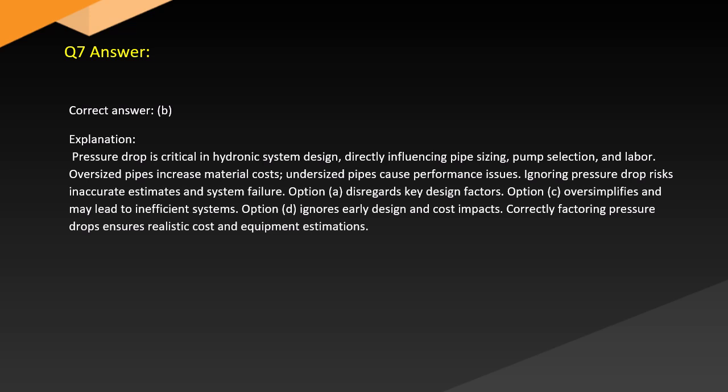Option A disregards key design factors. Option C oversimplifies and may lead to inefficient systems. Option D ignores early design and cost impacts. Correctly factoring pressure drops ensures realistic cost and equipment estimations.